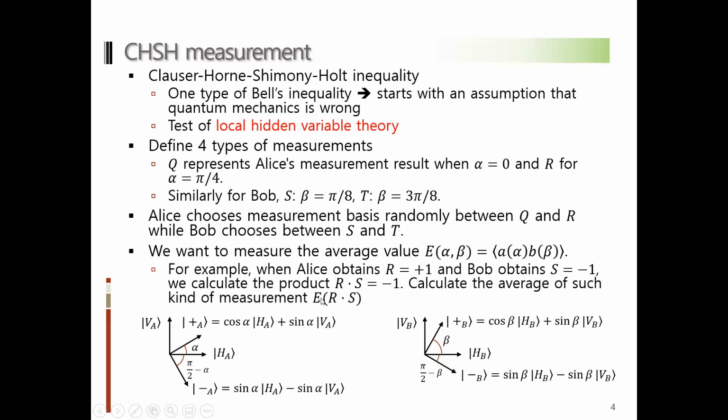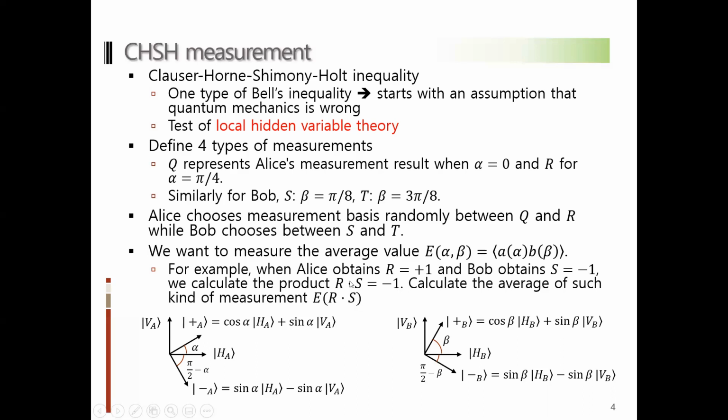Of course, in this case, because Alice chose only the R basis, there is no value for Q, or no value for T in Bob's case. Anyway, for this specific trial, they obtain these values. So in principle, we can calculate the product of these two values, and in this case, we will obtain -1. And that was one specific case.